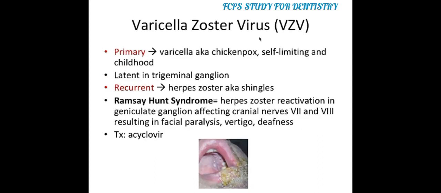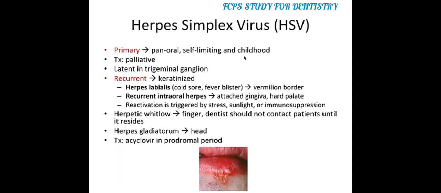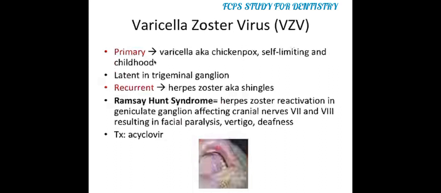Next, we have varicella zoster virus, which is technically another type of herpes virus. It also has several different manifestations. If we talk about the primary infection, our first time we get this virus, it's called varicella, and it can also be called chickenpox, which is very, very common, also self-limiting, and also in childhood. You can kind of see some common threads between these primary infections. And then again, it lays dormant in the trigeminal ganglion.